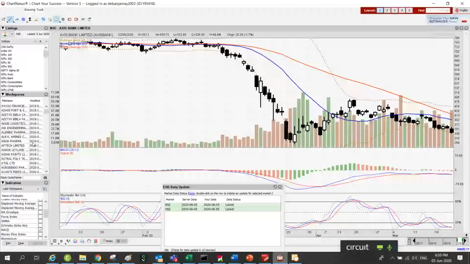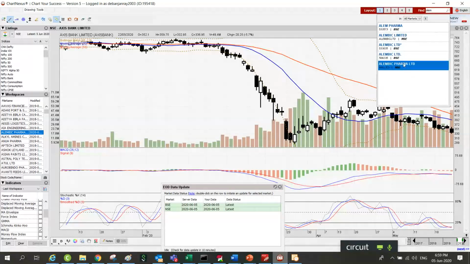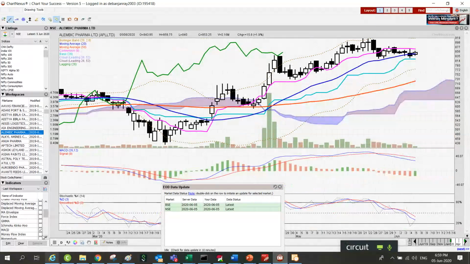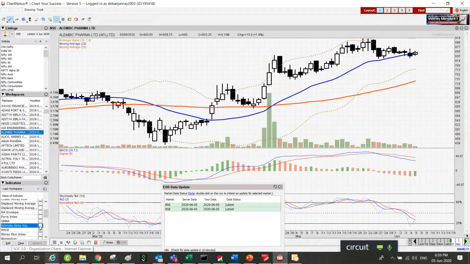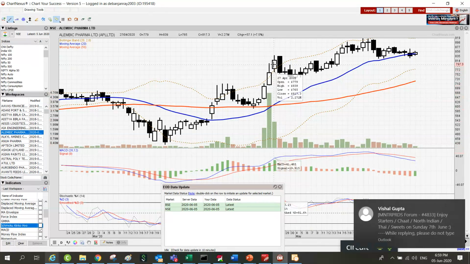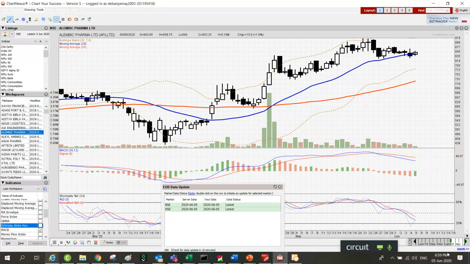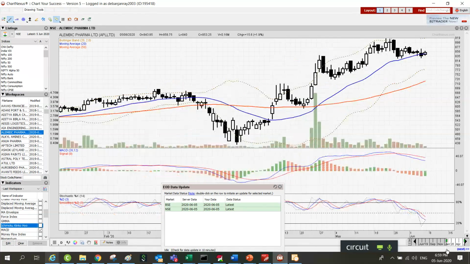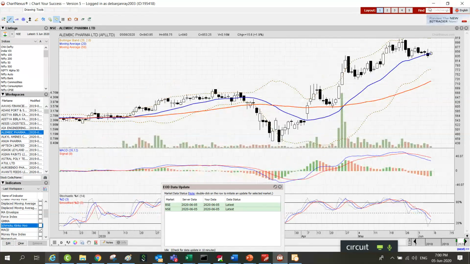I can take any other stock. Okay, so observe this one. There is a sudden volume up, and then thereafter the stock price is rising. So volume is a very, very key indicator to know how the stock price is moving forward or downwards. Accordingly, you can predict.